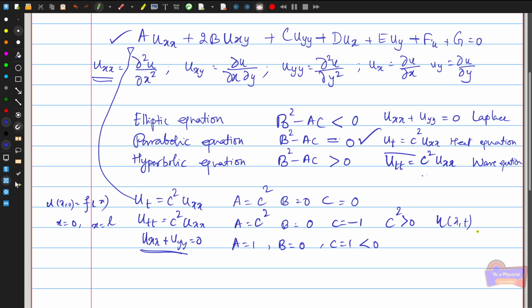So that means the initial displacement, u of x comma 0, is written as some function, as well as the initial velocity, which we also need, that is u of t at x comma 0, another function. So we require two different conditions, the initial displacement as well as the initial velocity, to find the solution of the wave equation.